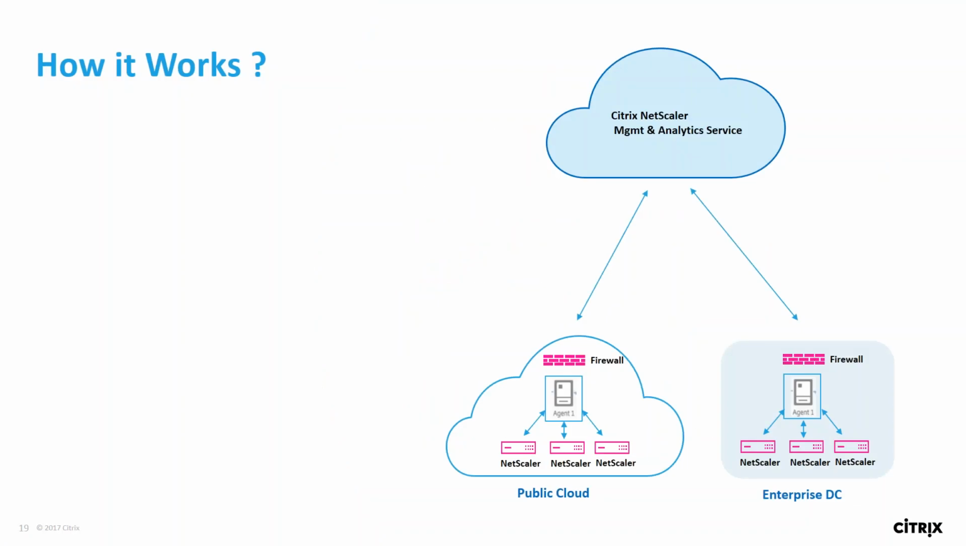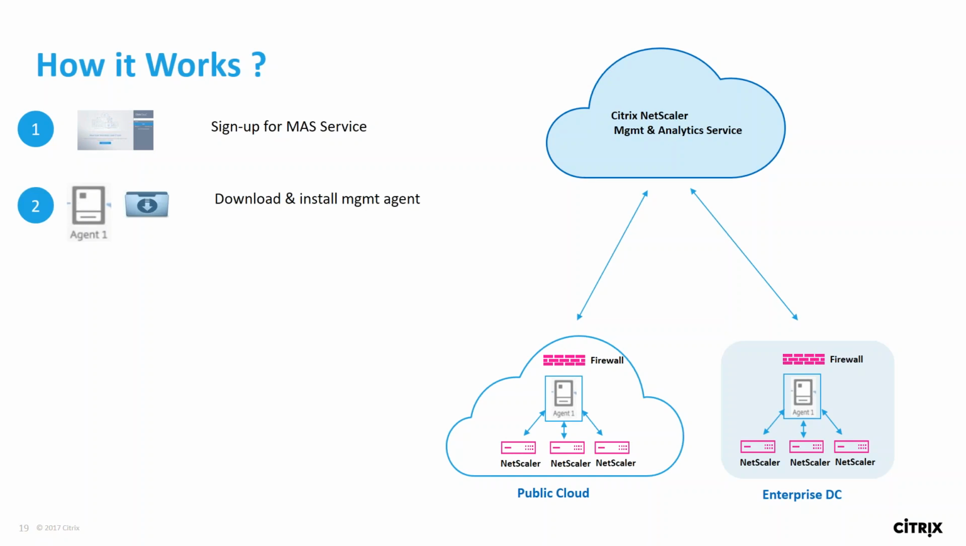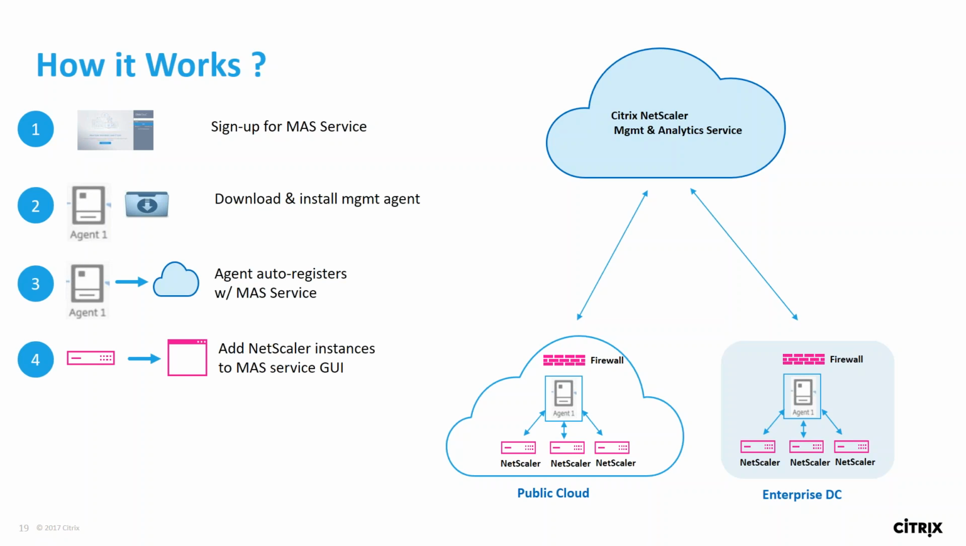How it works is really simple. Simply sign on for MA service, download and install the management agent. The agent will auto-register itself with MA service. After that, you can add your NetScaler instances to the MA service UI. And you're done. You can start managing your deployment. So it's as simple as that.